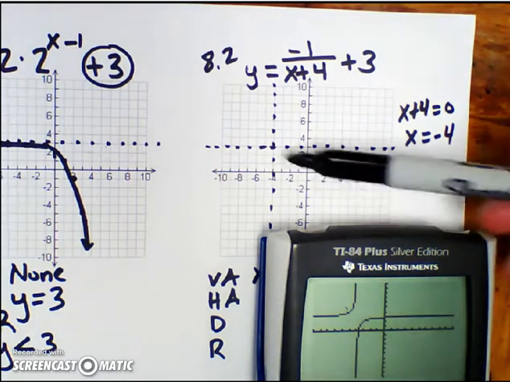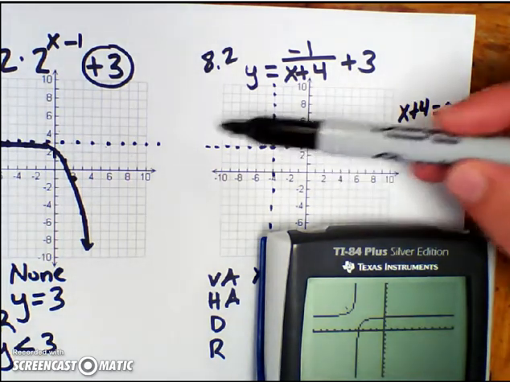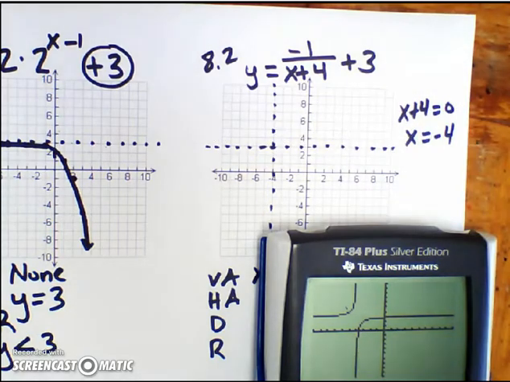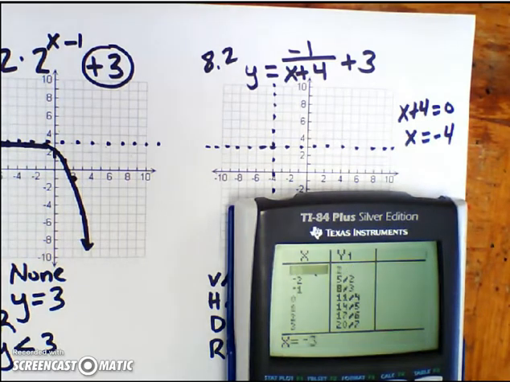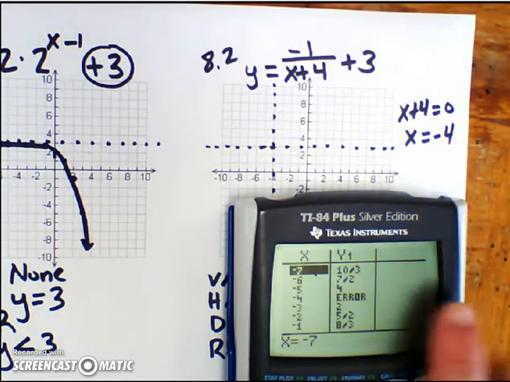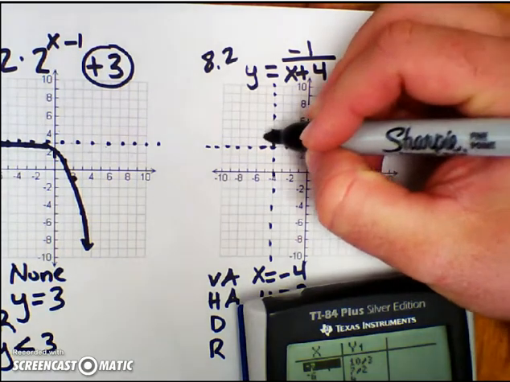So it kind of follows your asymptotes there, but it's going to be in this top left and this bottom right. So go to your table of values, second graph, and find the error sign, which should be at that vertical asymptote of negative 4. And then plot a couple points on both sides.